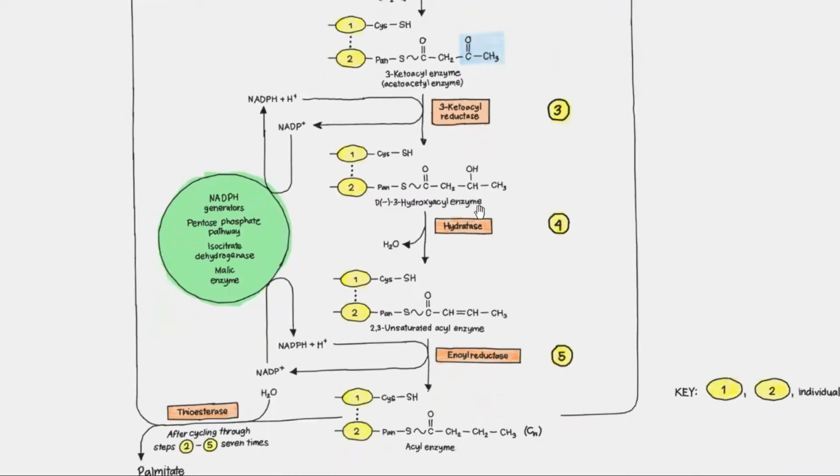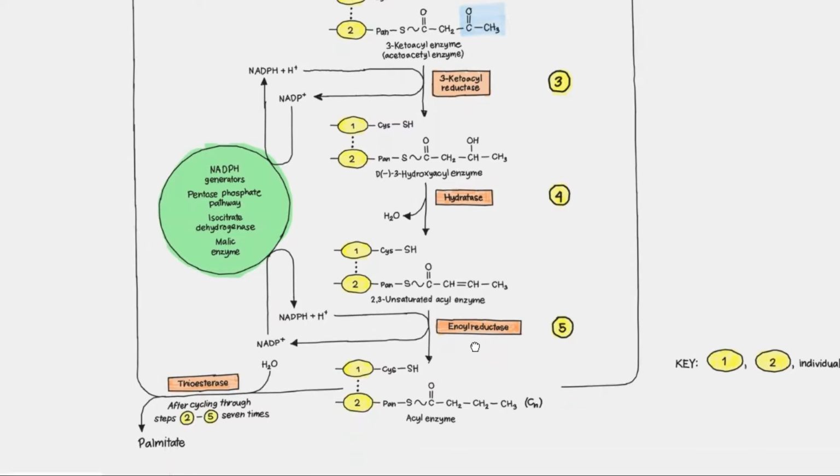Now in step 4, with the action of your hydratase, it will form the unsaturated acyl enzyme. So as you can see here, we have a double bond. And then in step 5, the enoyl reductase will form the saturated chain of acyl enzyme, and this one is now containing 4 carbon units. And since it's a saturation process, therefore a reduction, it needs another reducing power, NADPH.